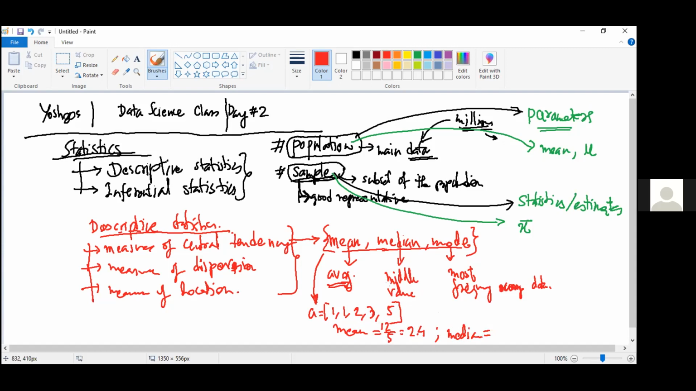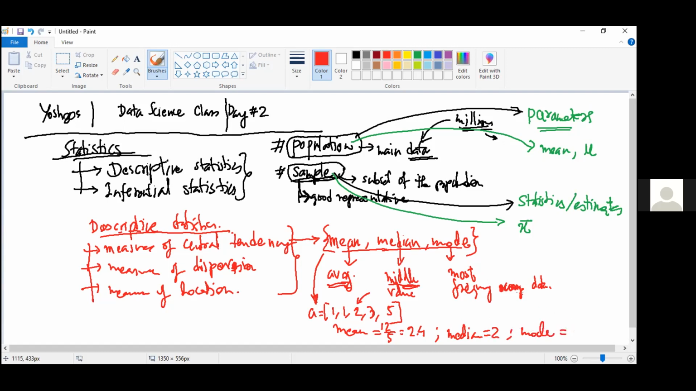Let's check out its median. When we talk about median, we are searching for the middle value of the data. The first thing is to sort the data. In our case, the data is already sorted from smallest to largest. So you just have to search for the middle value. Since we have an odd number of values, the central one will be your median. So it's 2.